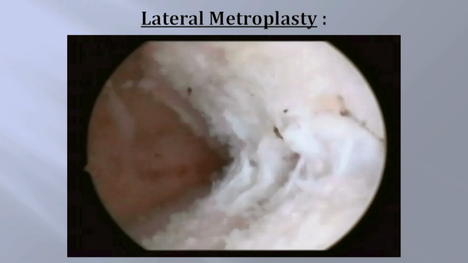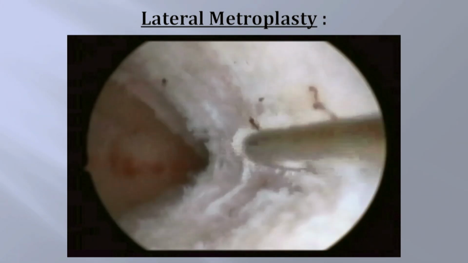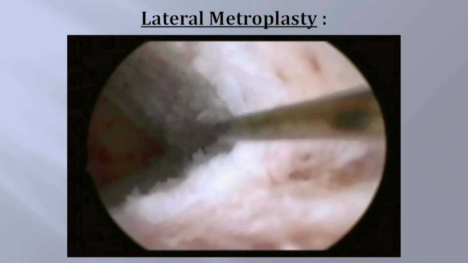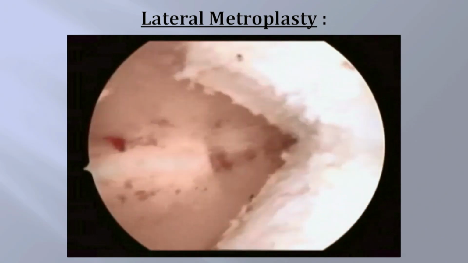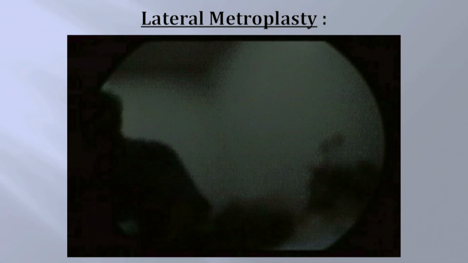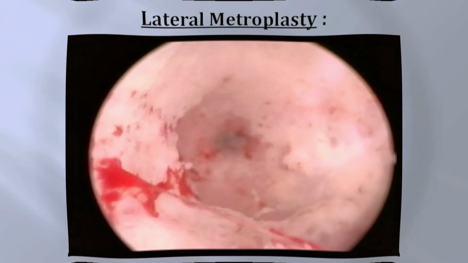In this case, you need to remember that the depth of your cutting should be more towards the cornual end, and it should go on decreasing as you approach the internal os, because the thickness of the myometrium near the internal os is less.